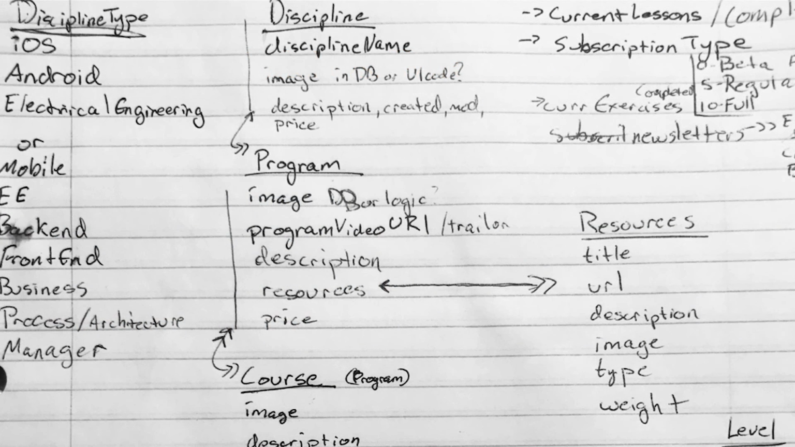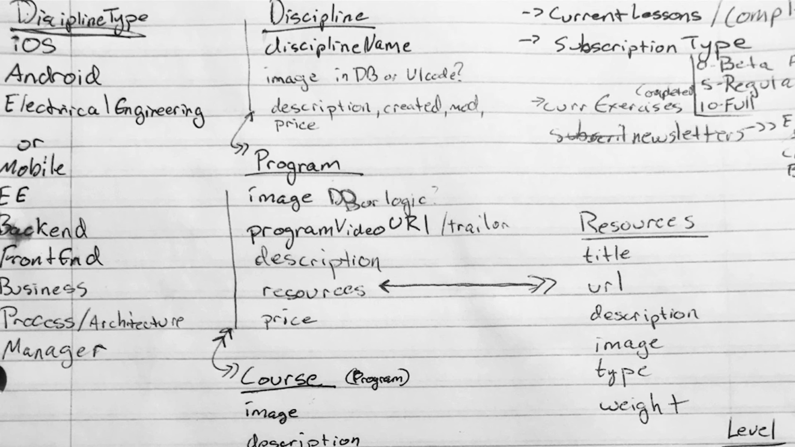So what I want you to start off doing, and you can use my example if you want, or you can come up with whatever you're trying to build, but let's sketch out some ideas about how our data is going to look like. So starting off at the top, we have a discipline, and I want that discipline to have a name. I might want to have like an image or some kind of thumbnail. I also want to have a description and maybe when it was created or modified and maybe a price if I want to start charging for this.